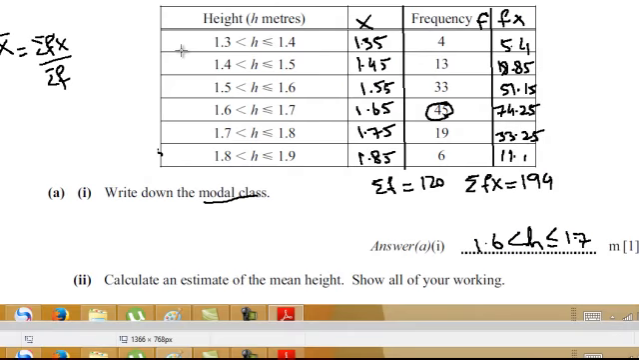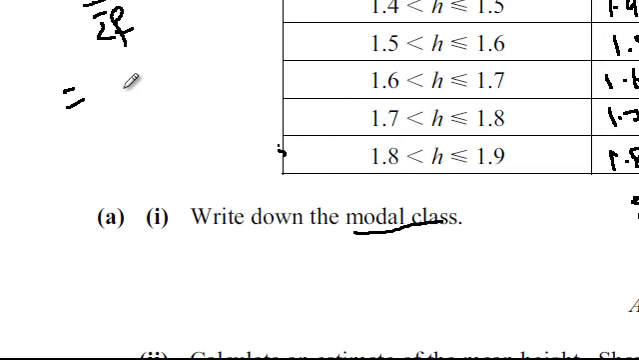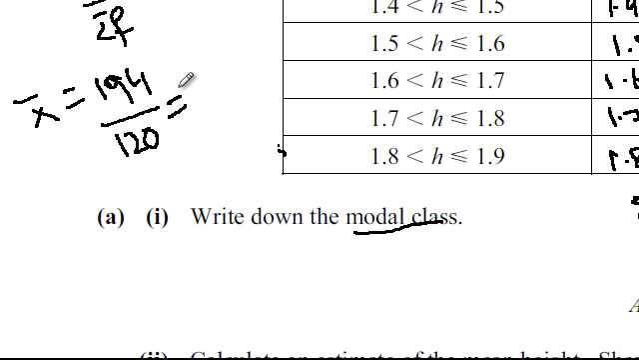Now we will simply put in the values. The value of summation f x is 194, so we put 194 here, divided by summation f, which is 120. When we divide these two values, we get 1.61. So the mean height of 120 girls in the swimming club is 1.61. This is the mean height.